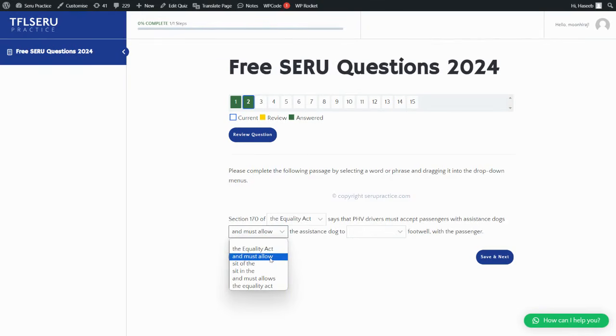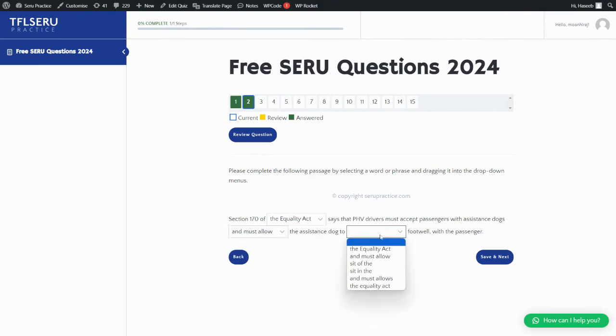Therefore, the correct option must be "and must allow the assistance dog to sit off the footwell or sit in the footwell." And of course, this one is pretty straightforward. Sit in the footwell with the passenger.